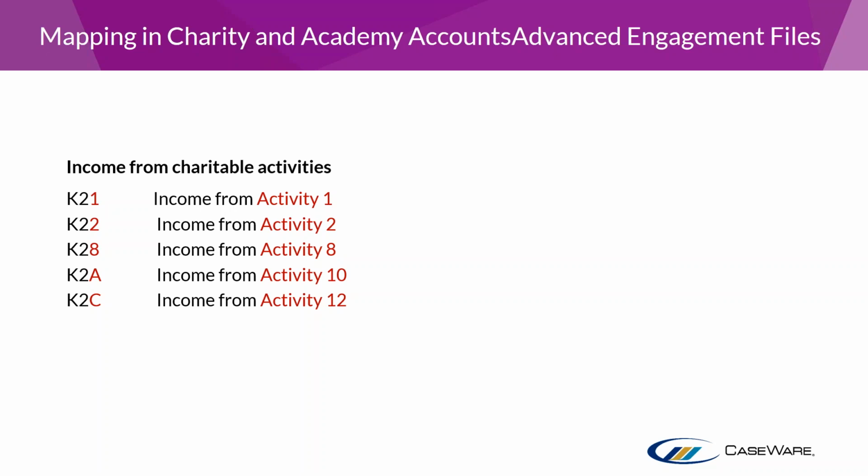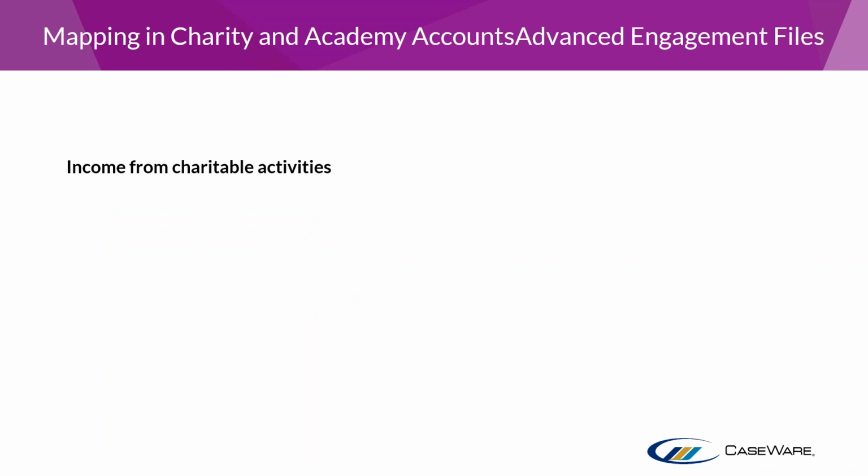K21 to K29 indicate activities 1 to 9. As you saw in our charity file, we have 6 different activities, so in our case we would use K21 to K26. 12 options are available, so as well as K21 to K29, you can also use K2A up to K2C for activities 10 to 12.